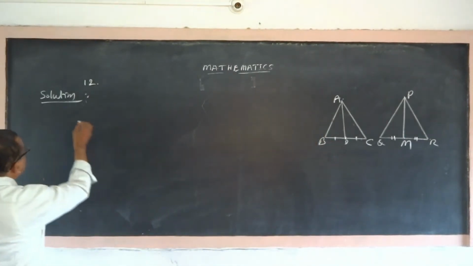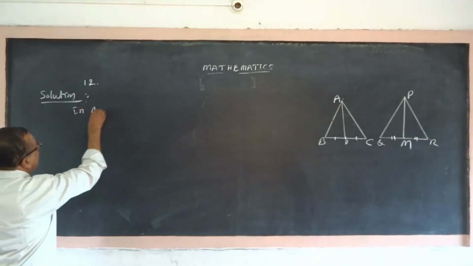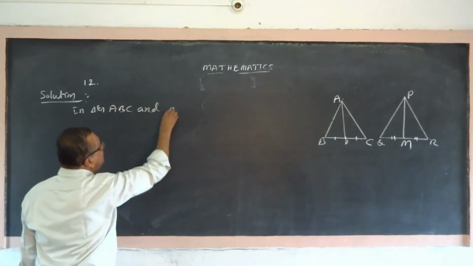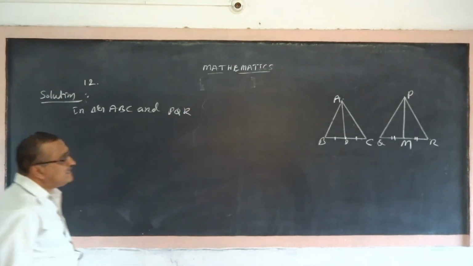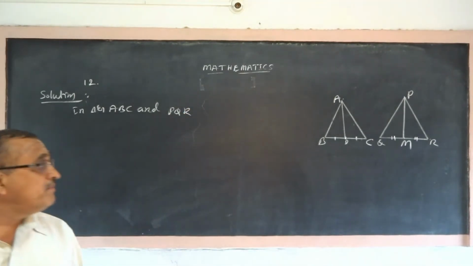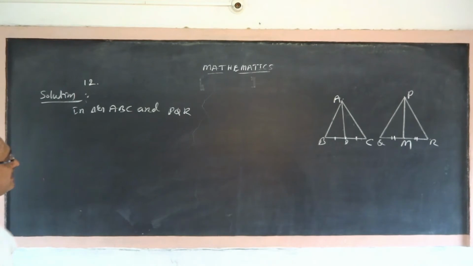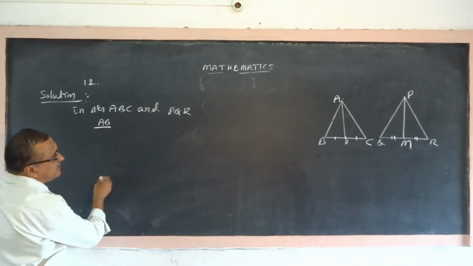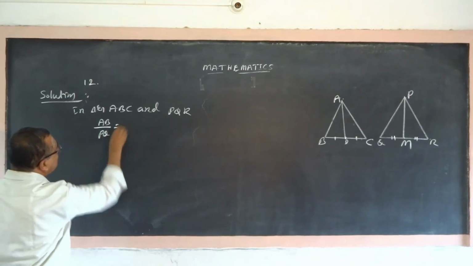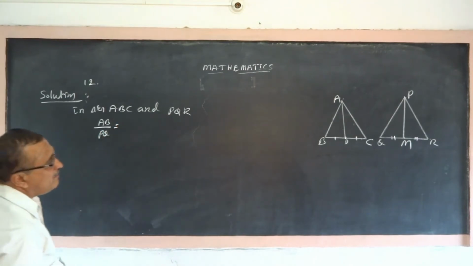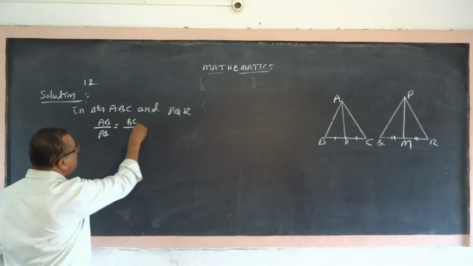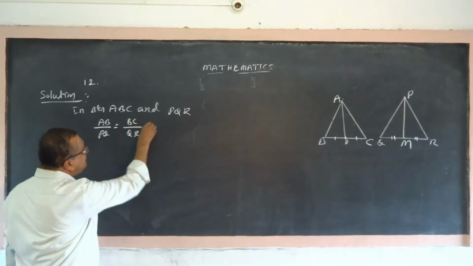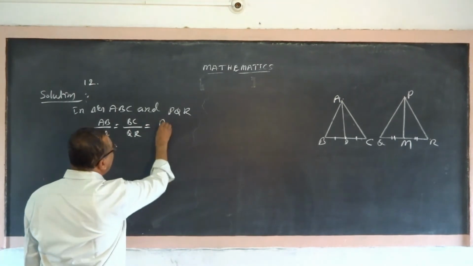In triangles ABC and PQR, what have they given? AB by PQ is equal to BC by QR, that will be equal to AD by PM.